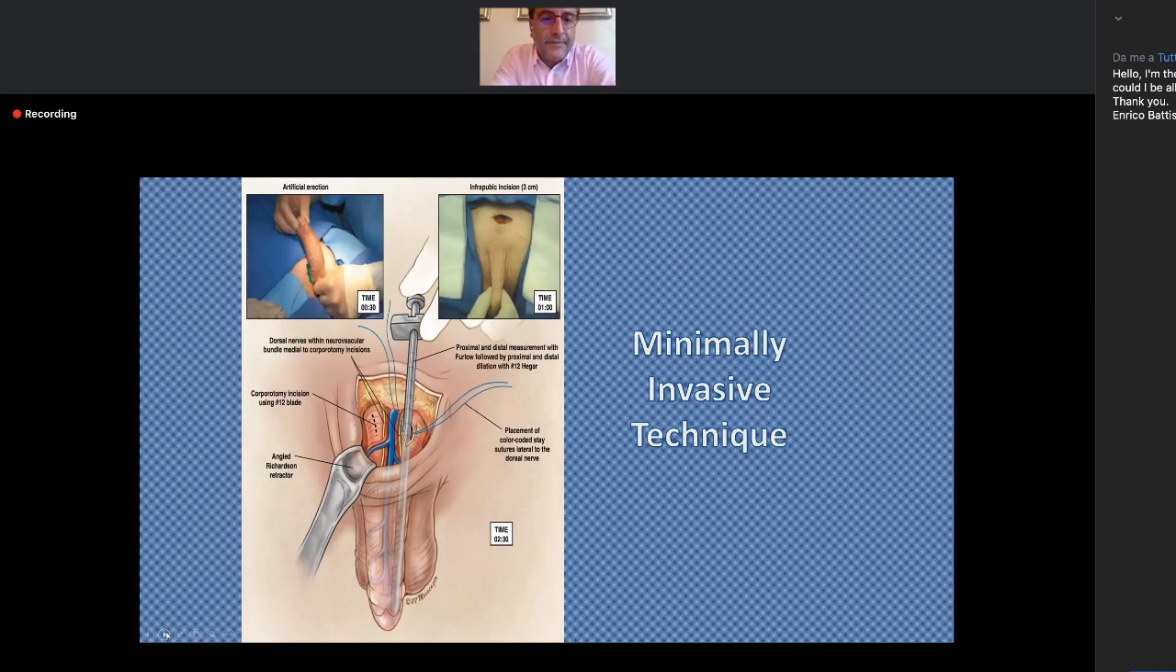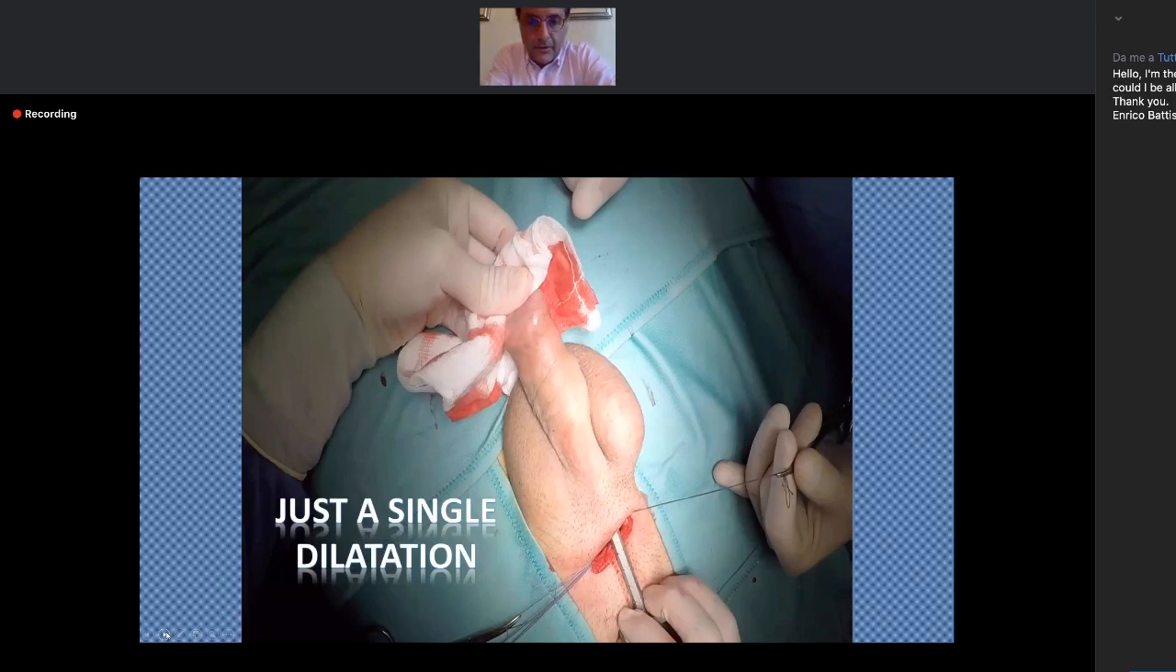This is the picture of the paper that Perito published 12 years ago. Next. We make just a single dilatation to prevent any discomfort to the patient. With only one dilatation, you don't damage the arterial tissue, and the patient can feel the penis warm very well, can feel everything. It's very important to remember that this is a functional and aesthetic surgery. If you implant the prosthesis, but at the end of the procedure the patient has a cold penis, probably you haven't a good functional result.